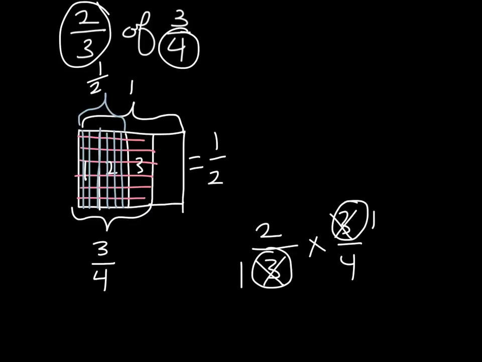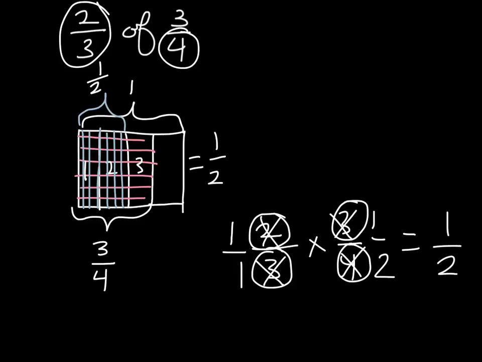And I see that I have a 2 here and a 4 here. I know that both of those numbers can be divided by 2. 2 goes into 2 one time, and 2 goes into 4 2 times. And so what I'm left with now is 1/1, which is the same as 1 times 1/2, which will equal 1/2.